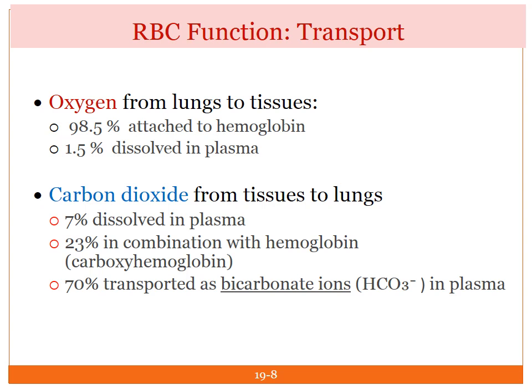So the HCO3 negative is bicarbonate, and the carbon dioxide is within that molecule, that's the form that it's being transported in plasma. 23% of the carbon dioxide will be in combination with hemoglobin. When carbon dioxide binds to hemoglobin, the hemoglobin is known as carboxyhemoglobin. And then 7% of carbon dioxide is in plasma in a dissolved form. So the vast majority, 70%, will be transported as bicarbonate ions within plasma.